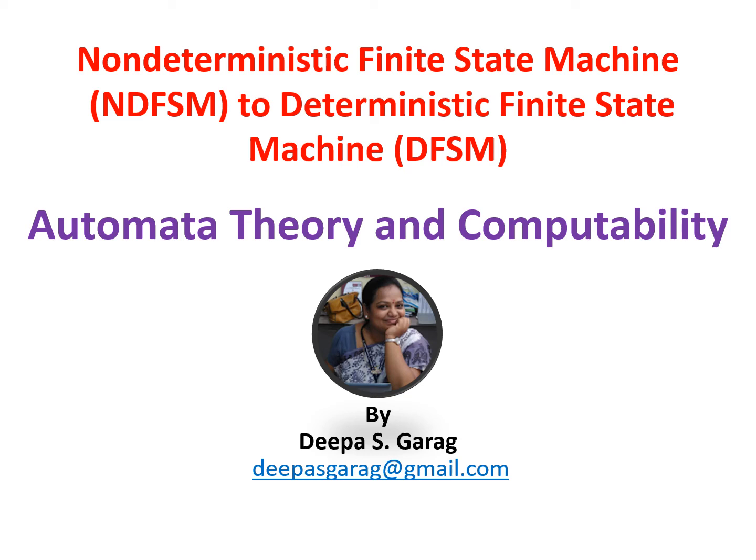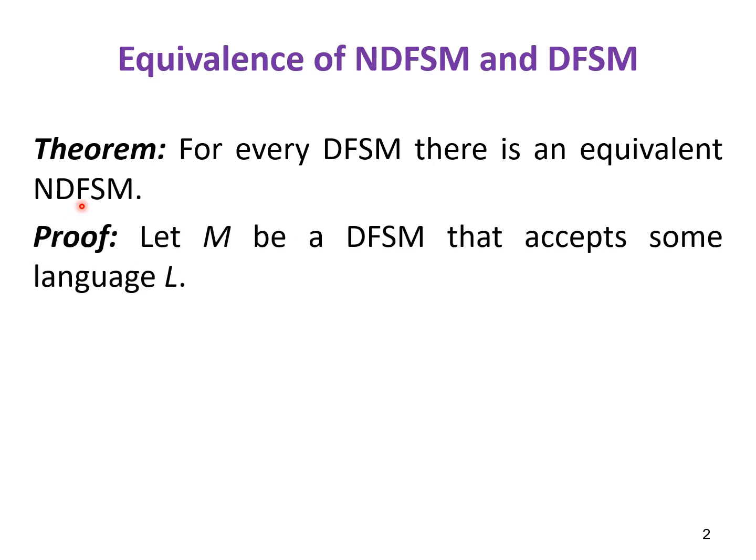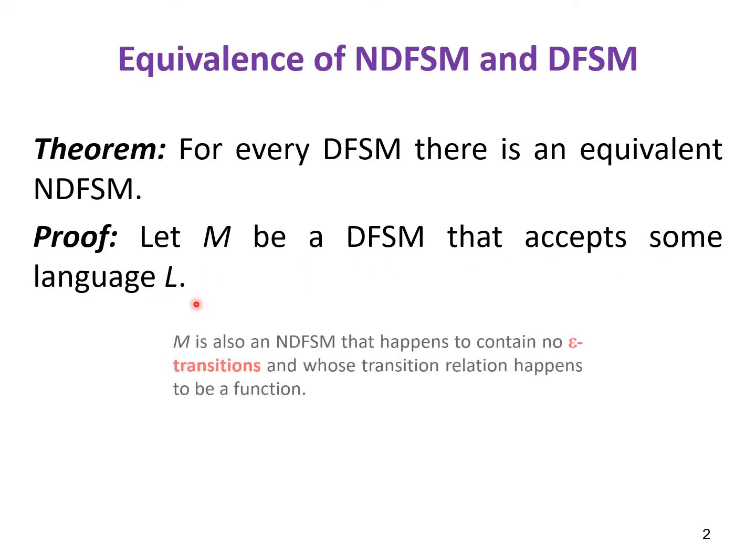Hi friends, today we'll discuss the equivalence of non-deterministic finite state machines and deterministic finite state machines. To prove that NDFSM and DFSM are equivalent to each other, we have to prove first that for every DFSM there is an equivalent NDFSM. We can prove it by letting M be a DFSM that accepts some language L.